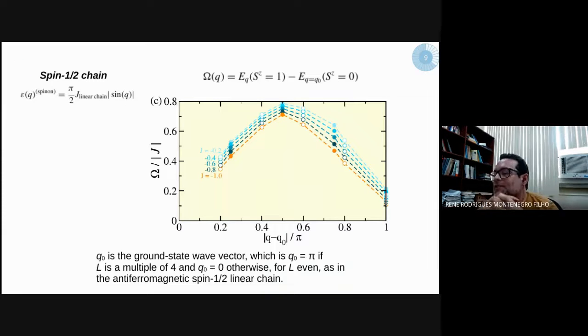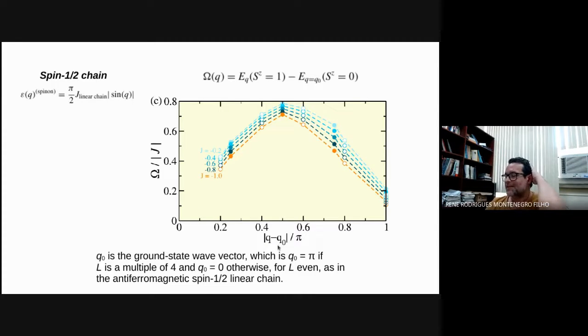So we have gone further in this analogy and have tried to compare the excitations from the singlet state with the excitations of the spin 1/2 chain that has this dispersion relation here. But for a better comparison, we need to normalize the excitation with the parameter of the chain.